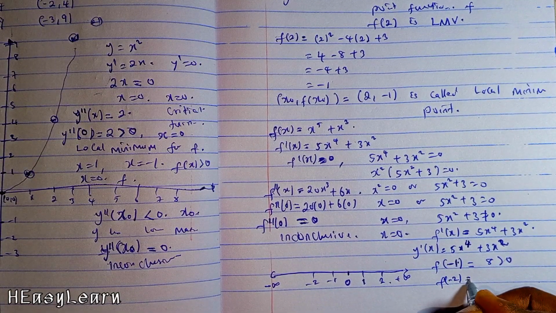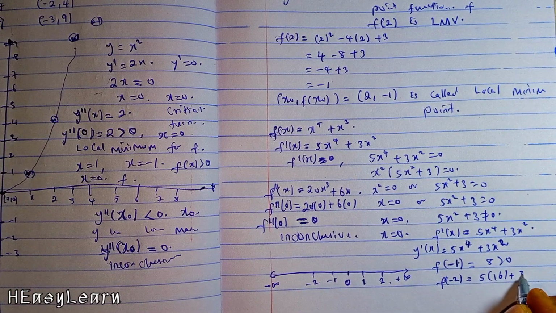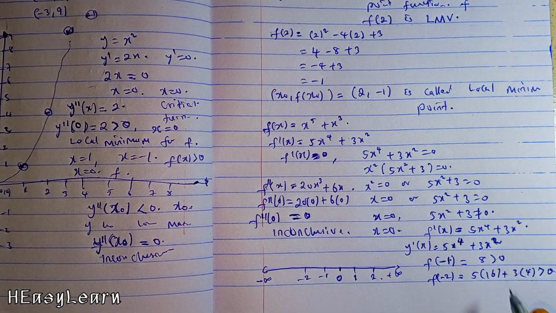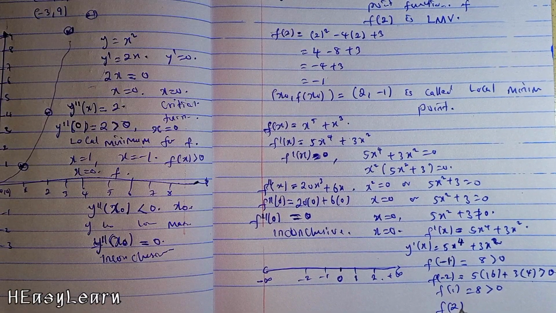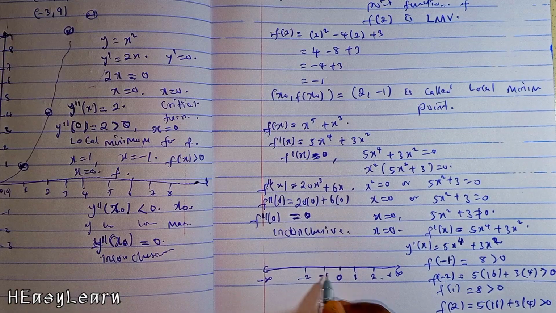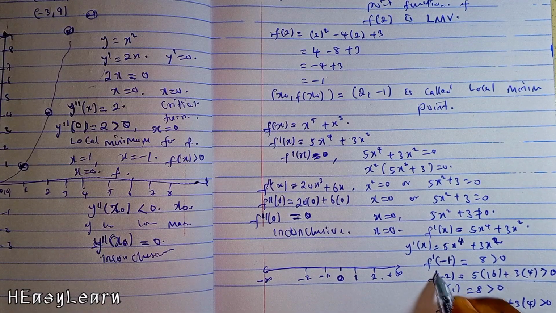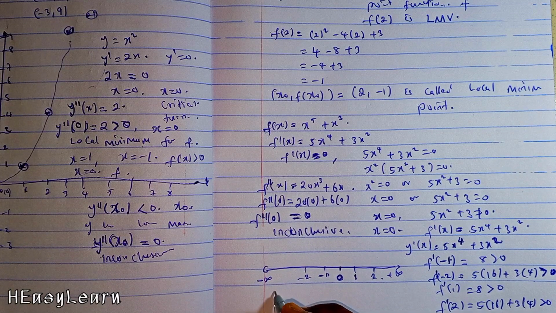What about f prime of minus 2? F prime of minus 2 is equal to 5 multiplied by 16 plus 3 multiplied by 4, which is also bigger than 0. What is f prime of 1? F prime of 1 is 8, bigger than 0. F prime of 2 is equal to 5 multiplied by 16 plus 3 multiplied by 4, bigger than 0. So before and after the critical point, f prime evaluated is a positive number. So in this case, there is no sign change.